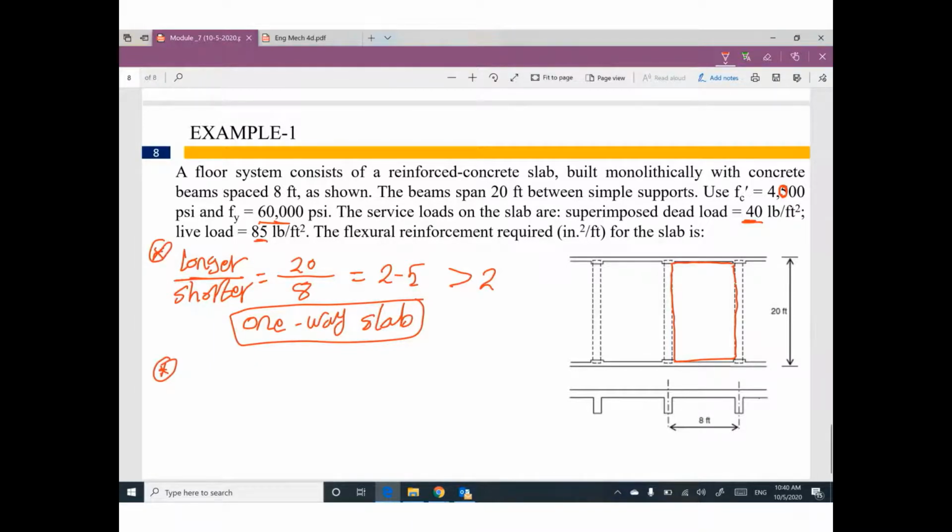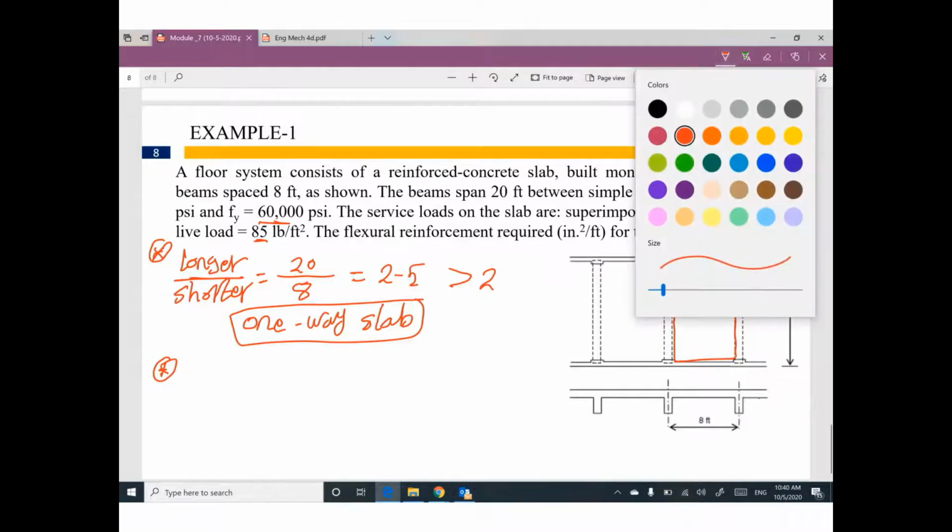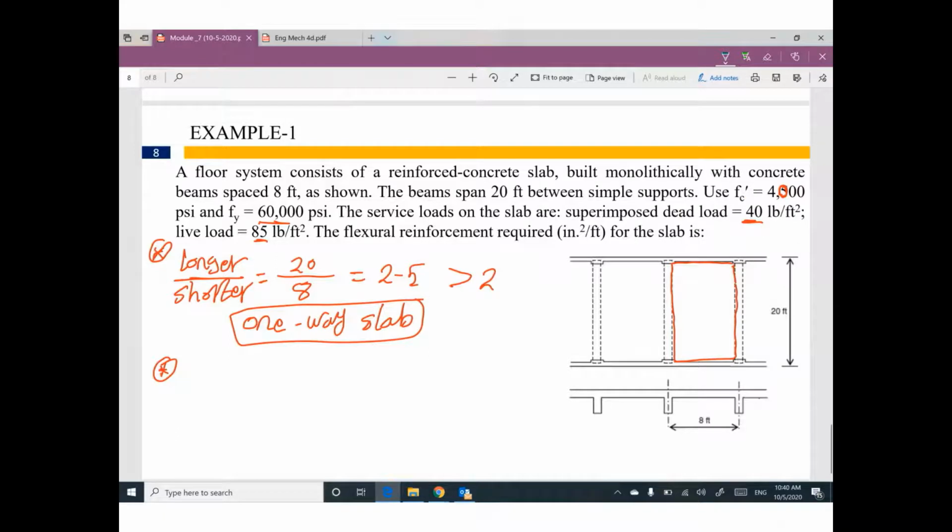By the way, anybody can tell me where is the main direction that I expect to put my main steel reinforcement? Yeah, main direction will be in the shorter direction. That means if you are sitting here, your load will go to this side and this side, shorter direction. So I'm gonna expect to take a strip with unit width 1 feet in this direction.